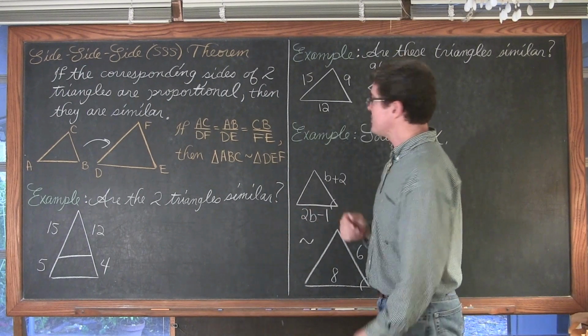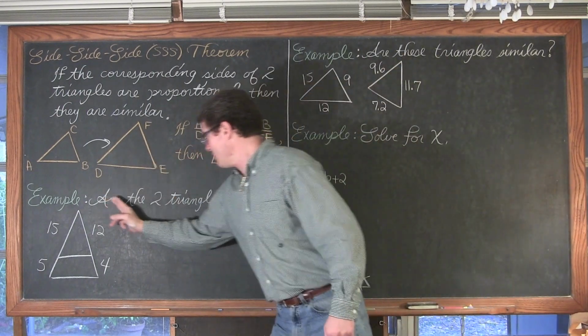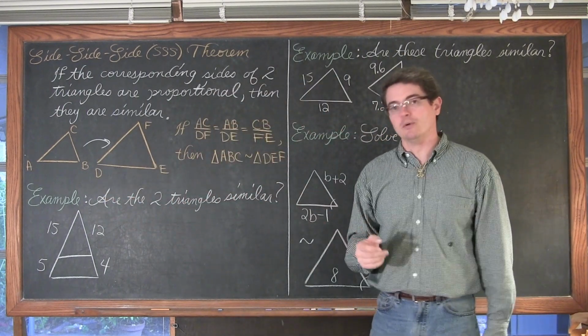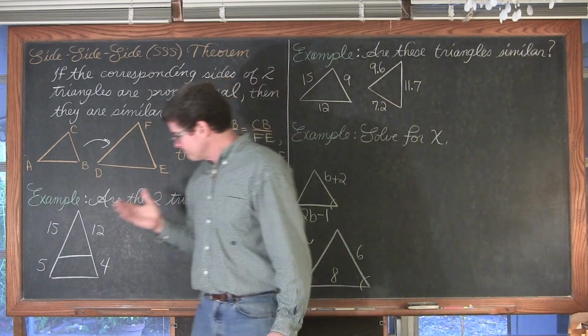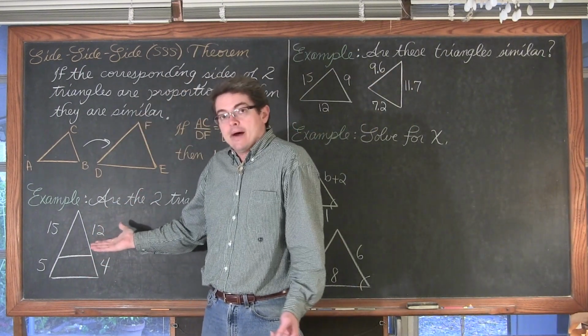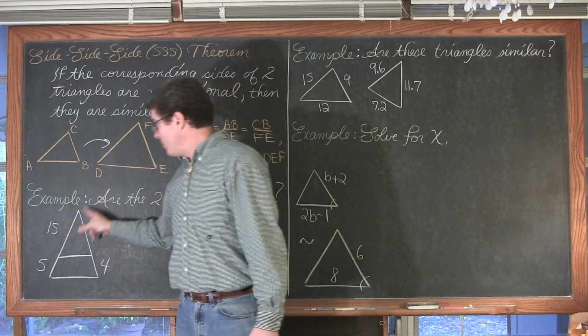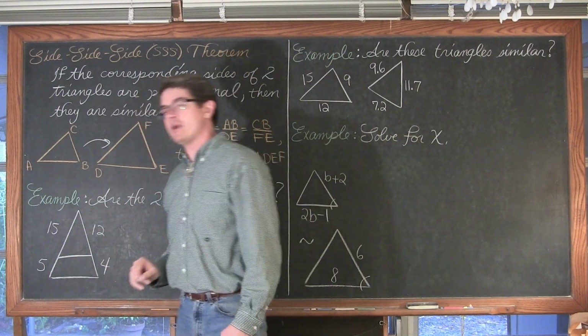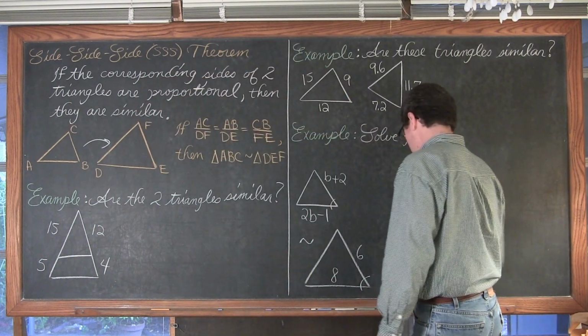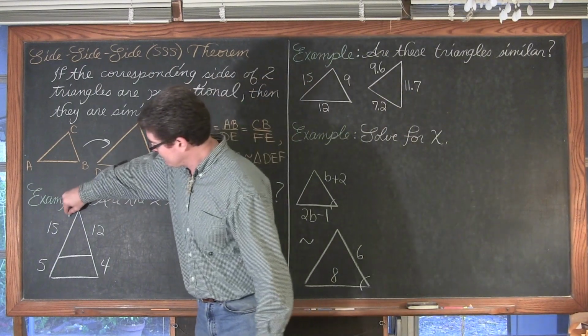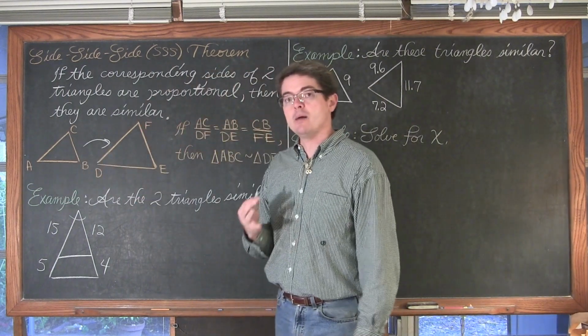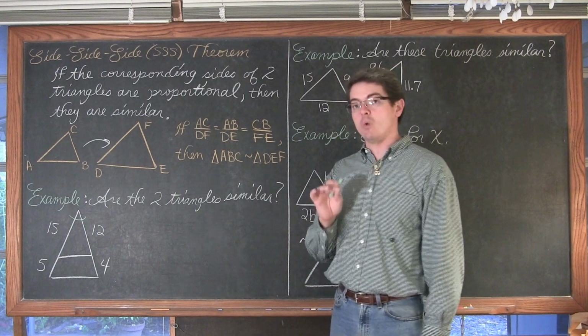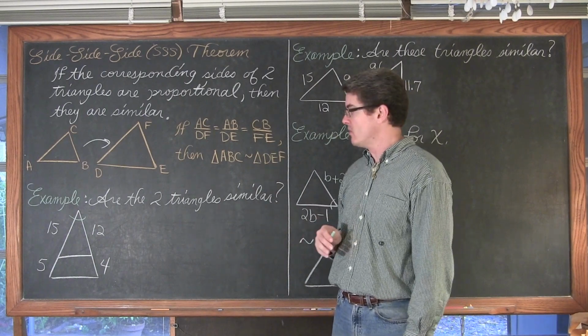Okay, so we got three examples to finish up this video. Are these two triangles similar? Well, I don't know. We're going to figure that out. But we have two triangles in here that are nested together, and these two triangles are sharing a common angle. So we already know that there's one pair of angles which are congruent.